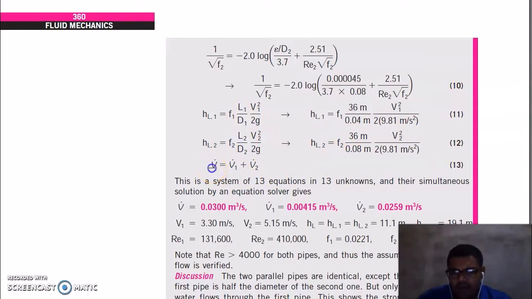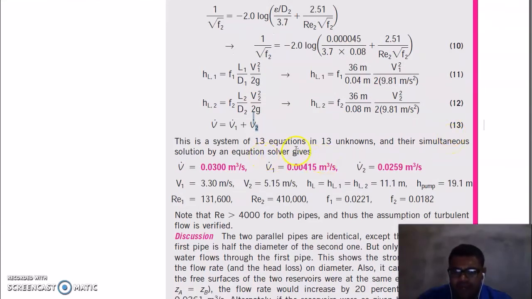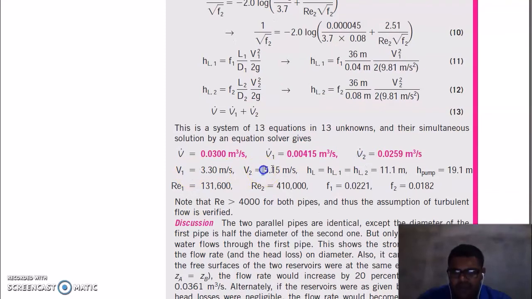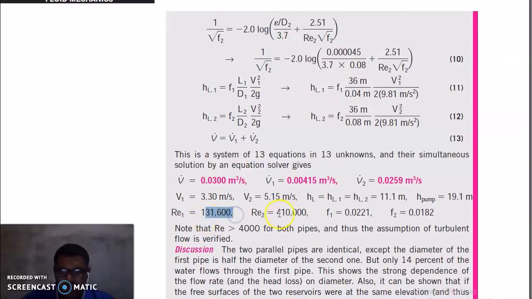Now we had also one more equation, that volume flow rate is equal to volume flow rate of the first pipe plus second pipe. So we had a total of 13 equations here, put into the computer solver EES. So these 13 equations and 13 unknowns, and their simultaneous solution by the equation solver gives volume flow rates V1 and V2, velocities, and your head of pump. So total 13 solutions are given for 13 equations by the equation solver. This equation is for turbulent flow, and in our solution Reynolds number comes out to be in the range of turbulent. So our assumption of Reynolds number greater than 4000 for both pipes is correct.